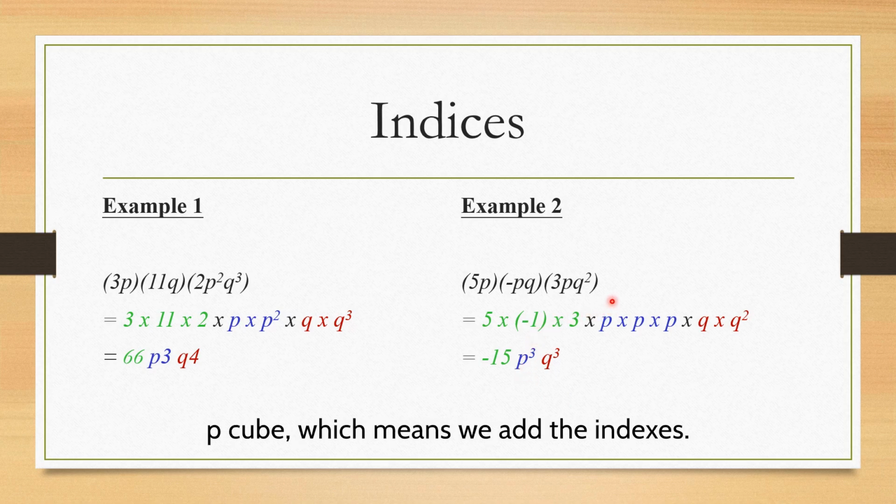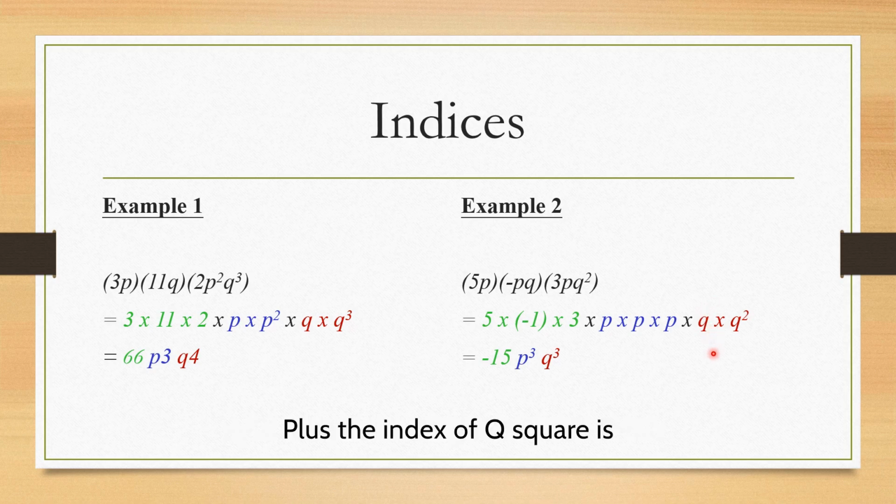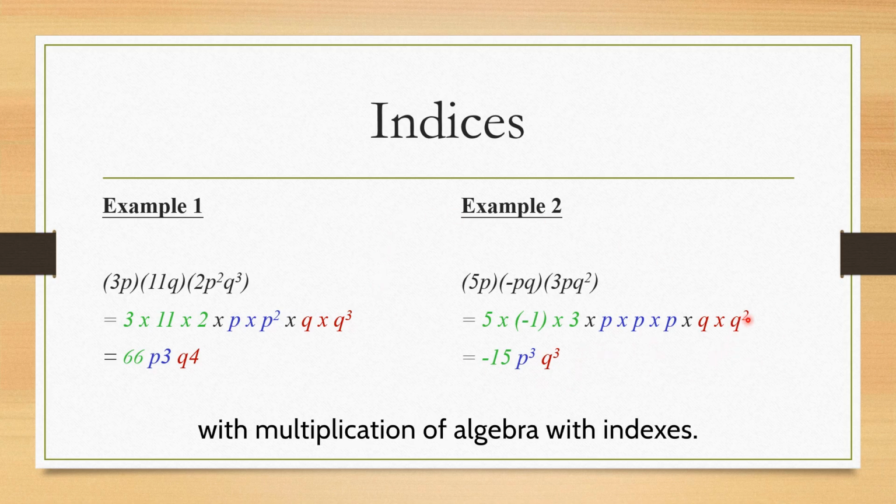Which means we add the indexes, each of them has an index of 1. We add the indexes together. Q as well: q to the power 1, which is invisible, plus the index of q squared, which is 2, giving rise to q cubed. This is the way we deal with multiplication of algebra with indexes.